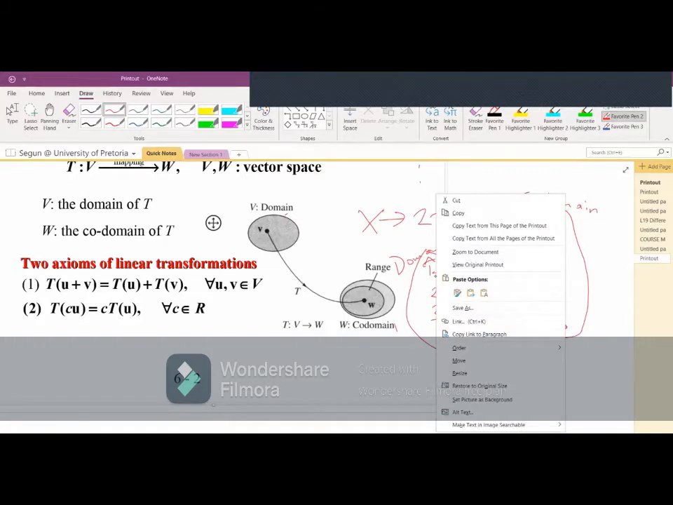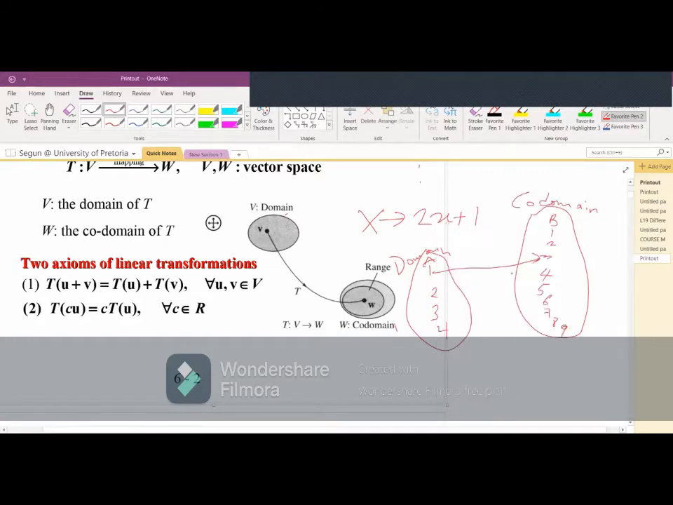5. It will map to 5. When x is equal to 3? 7. When x is equal to 4? 9. Now, the question now is this.